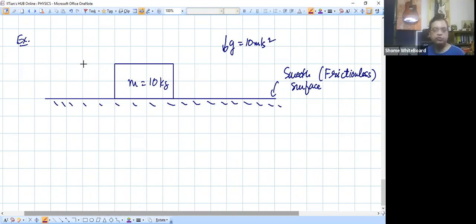Now we are applying two forces on it. So two separate people are applying forces on it, F1 and let's say F2, like this.